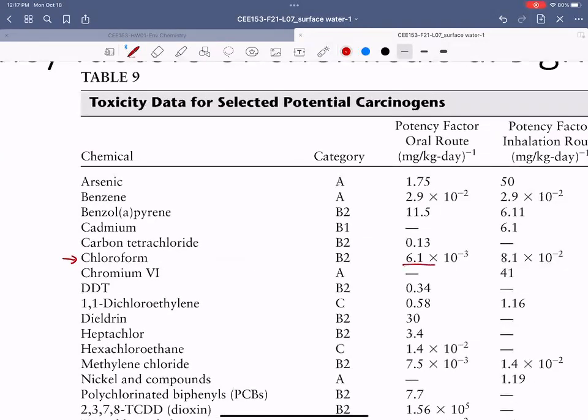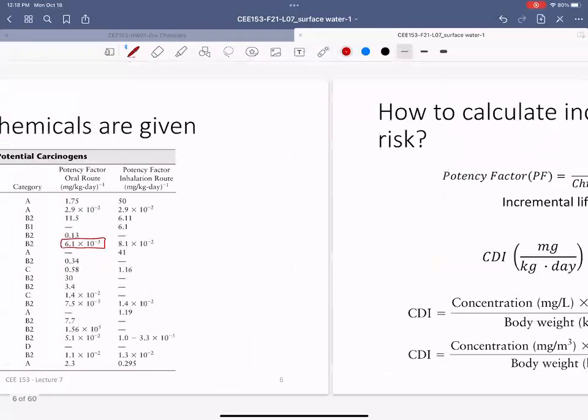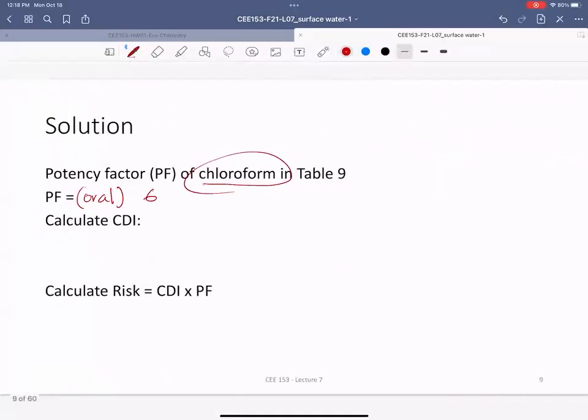As you can see, through the oral route, the potency factor is 6.1 times 10 to the power minus 3. And pay attention to the unit. There is a unit on the top. That means it says milligram of chloroform per kilogram of body mass per day that you can be exposed to, or the potency factor. So I'm going to write that: 6.1 milligram of chloroform per kilogram of body mass per day.